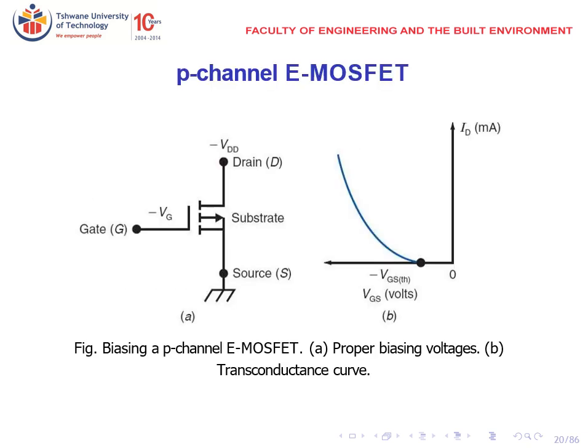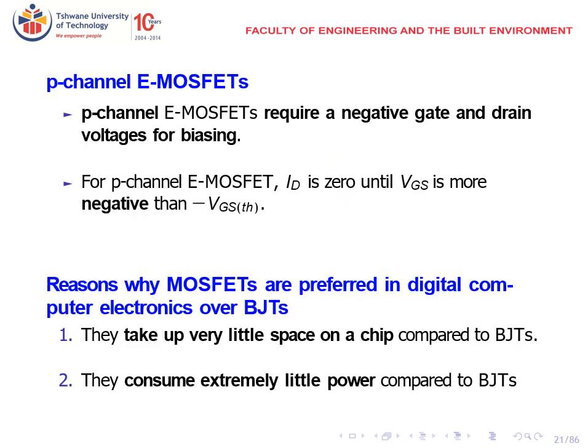P-channel MOSFET biasing. Proper biasing voltages are shown in figure A, and then B shows us the transconductance curve. P-channel MOSFETs require a negative gate voltage and drain voltage for biasing. For a P-channel MOSFET, ID is 0 until VGS is more negative than the negative threshold voltage VGS-TH.